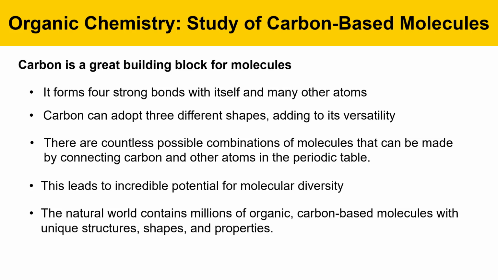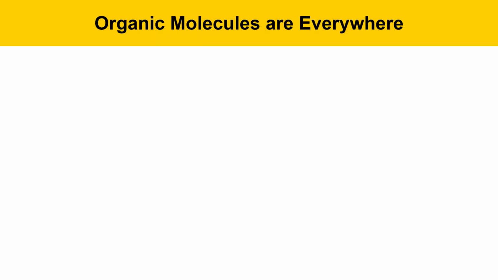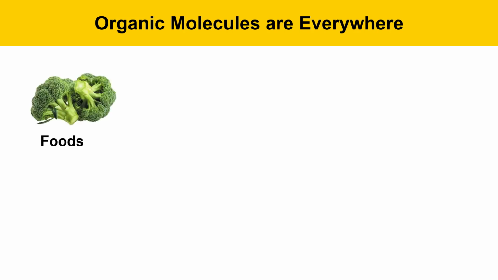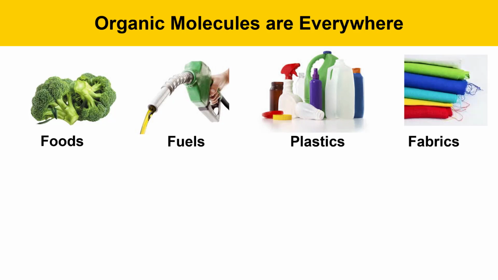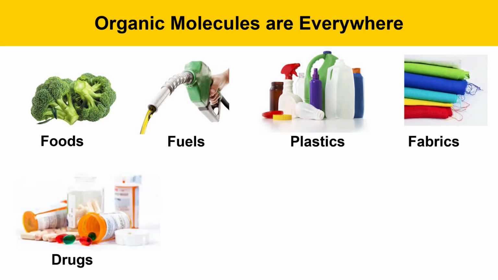And in this course, we are going to get an introduction to this type of chemistry and start to learn about these molecules. They are literally everywhere in the world when you start knowing where to look for them. They're present in the foods we eat. They're present in the fuels we use to power our vehicles and heat our homes. They're in the plastics that we use for packaging and products that we use every day. They're in fabrics and clothes that we wear. They're in the drugs that we use to keep ourselves healthy.